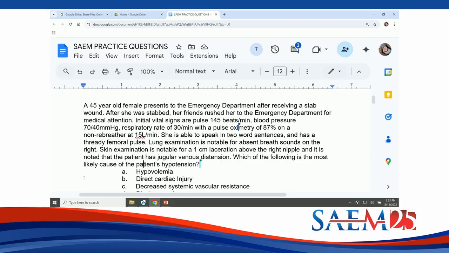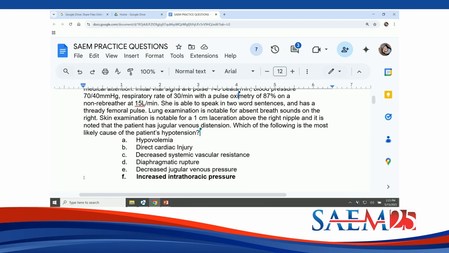Skin exam noted. Oh, there. Okay. Laceration above the right nipple. So that's where we got it. Patient has jugular venous distension. What's the most likely cause of the patient's hypotension? Hypovolemia, cardiac injury, decreased SVR, diaphragmatic rupture, decreased JVP, increased intrathoracic pressure. What do you guys think about this one? Personally, when I first read this, I love this. I think there's one minor, very easily correctable flaw.